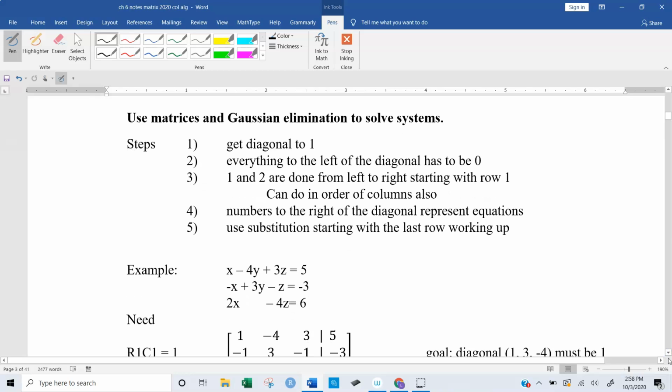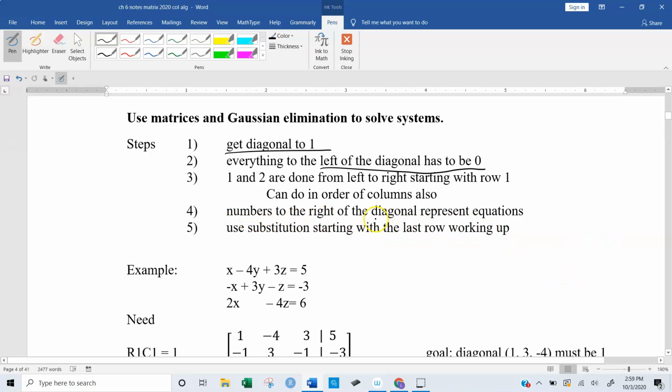We're going to use Gaussian elimination. It's the first half of Gauss-Jordan, and we will always finish it with Gauss-Jordan, but at first I wanted to get you started. In a Gaussian elimination, the first step is to get the diagonals to 1, and then everything else to the left of the diagonal is to be 0. In the Jordan part, then we change everything to the right to 0 also. These are done from left to right, usually starting with row 1. You can do them in any order, but you have to be careful because otherwise you start going in circles and undoing what you've done.